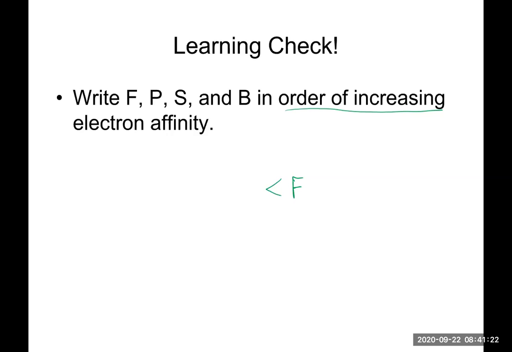And so then we need to think about phosphorus, sulfur, and boron. Phosphorus and sulfur, atomic number 15 and atomic number 16, are side by side, and they're closer than boron. They're only one row below boron, but they're much closer than boron to the right side of the periodic table. Sulfur being the closest, and then phosphorus. And so that leaves boron with the lowest electron affinity.